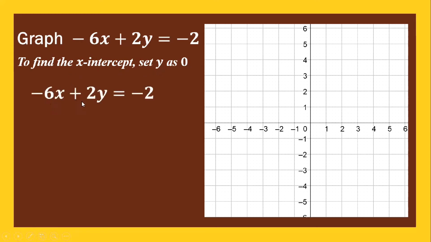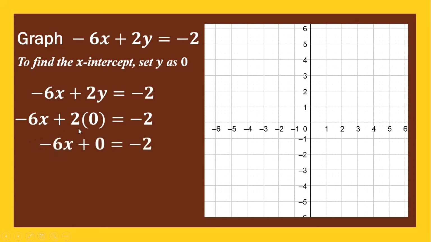So, we have this equation, then substitute lang natin si 0 kay y. So, we have negative 6x plus 2 times 0 equals negative 2. So, we have negative 6x, 2 times 0 is 0 equals negative 2.